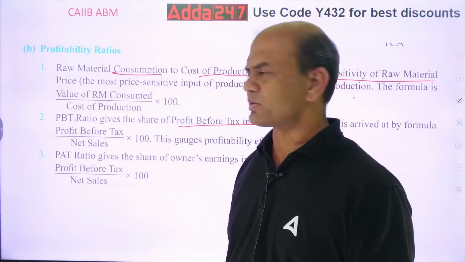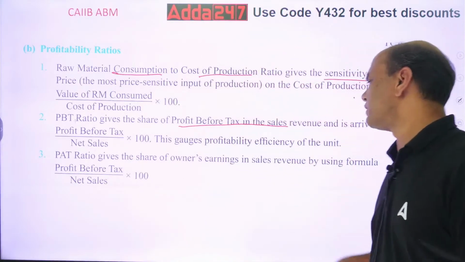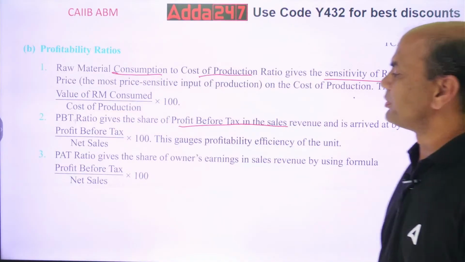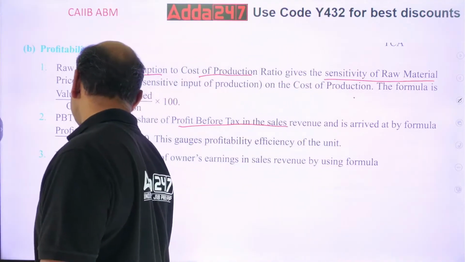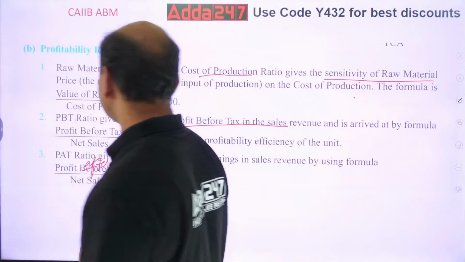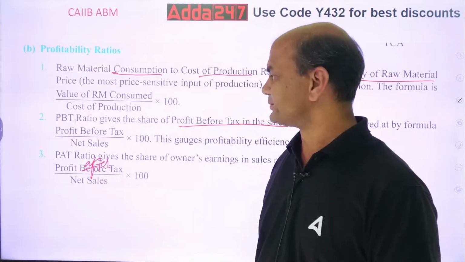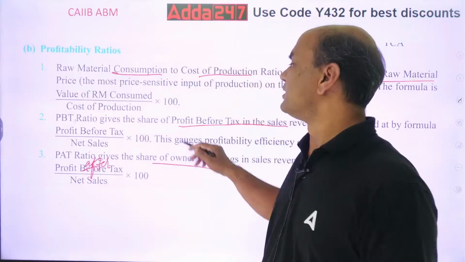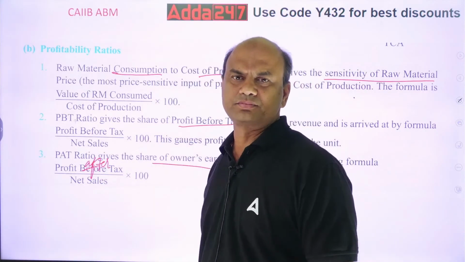Next is PAT ratio, profit after tax ratio. It gives the share of the owner's earnings in sales revenue by the formula profit after tax upon net sales into 100. Because you are calculating profit after tax over here, it should be after tax. So that is the share of the owner's earnings.